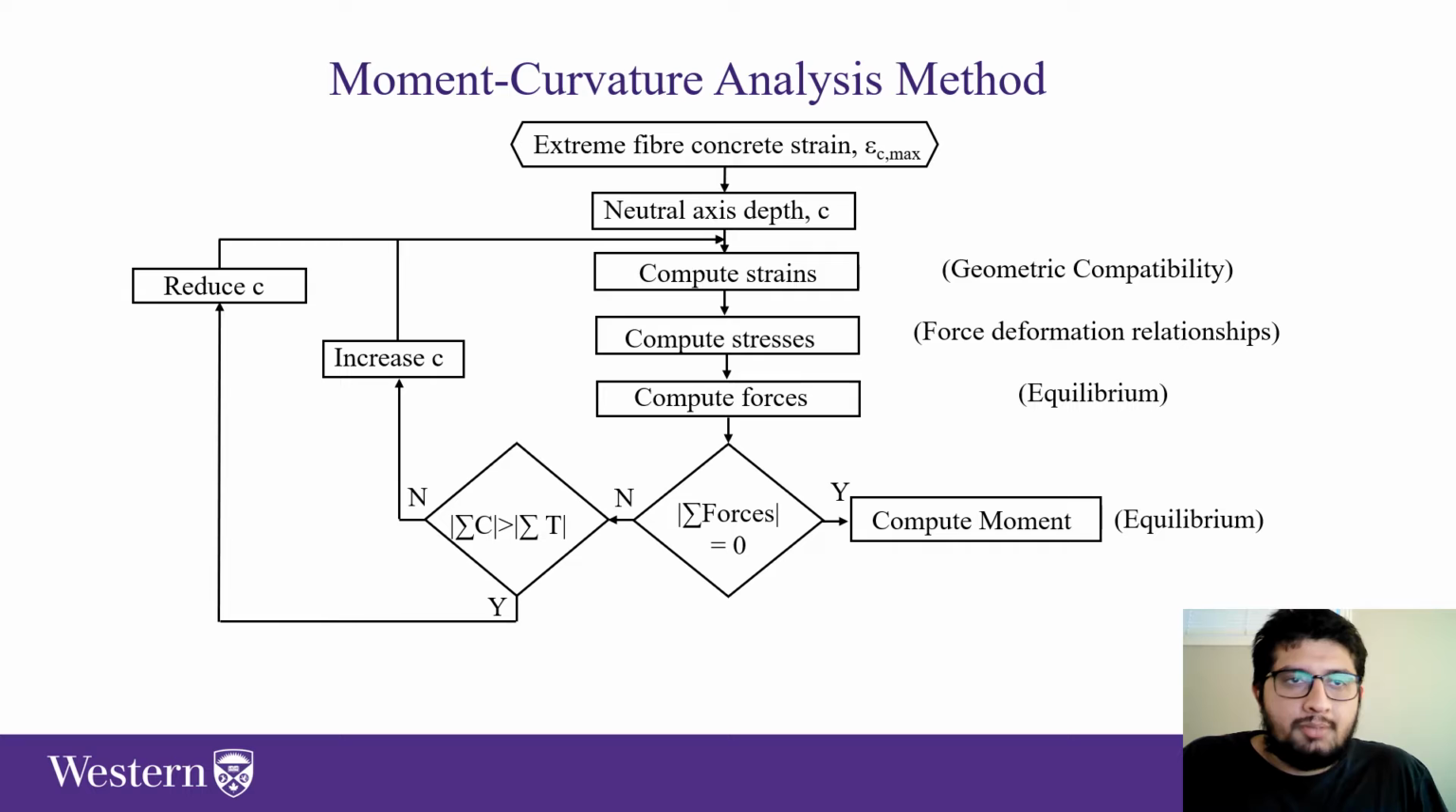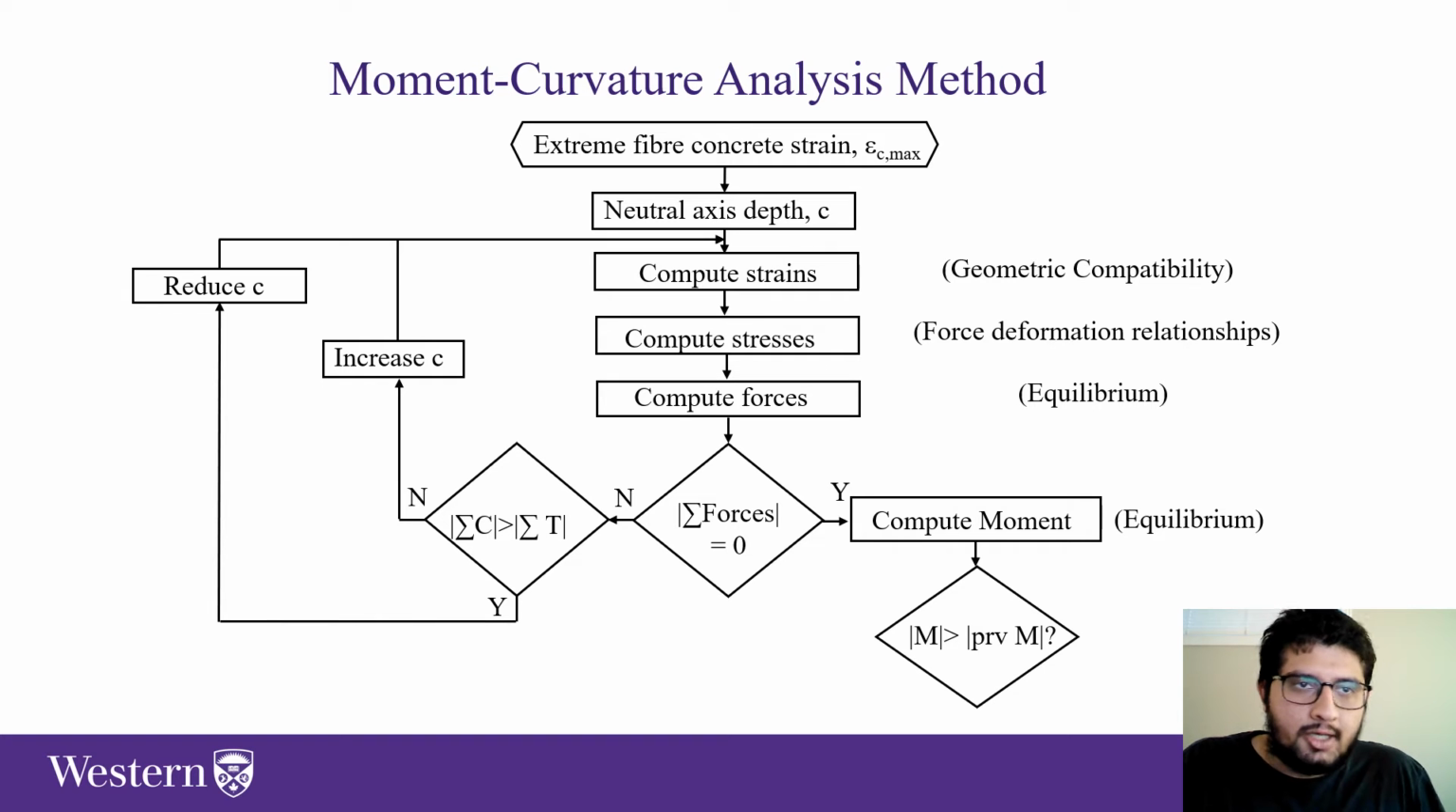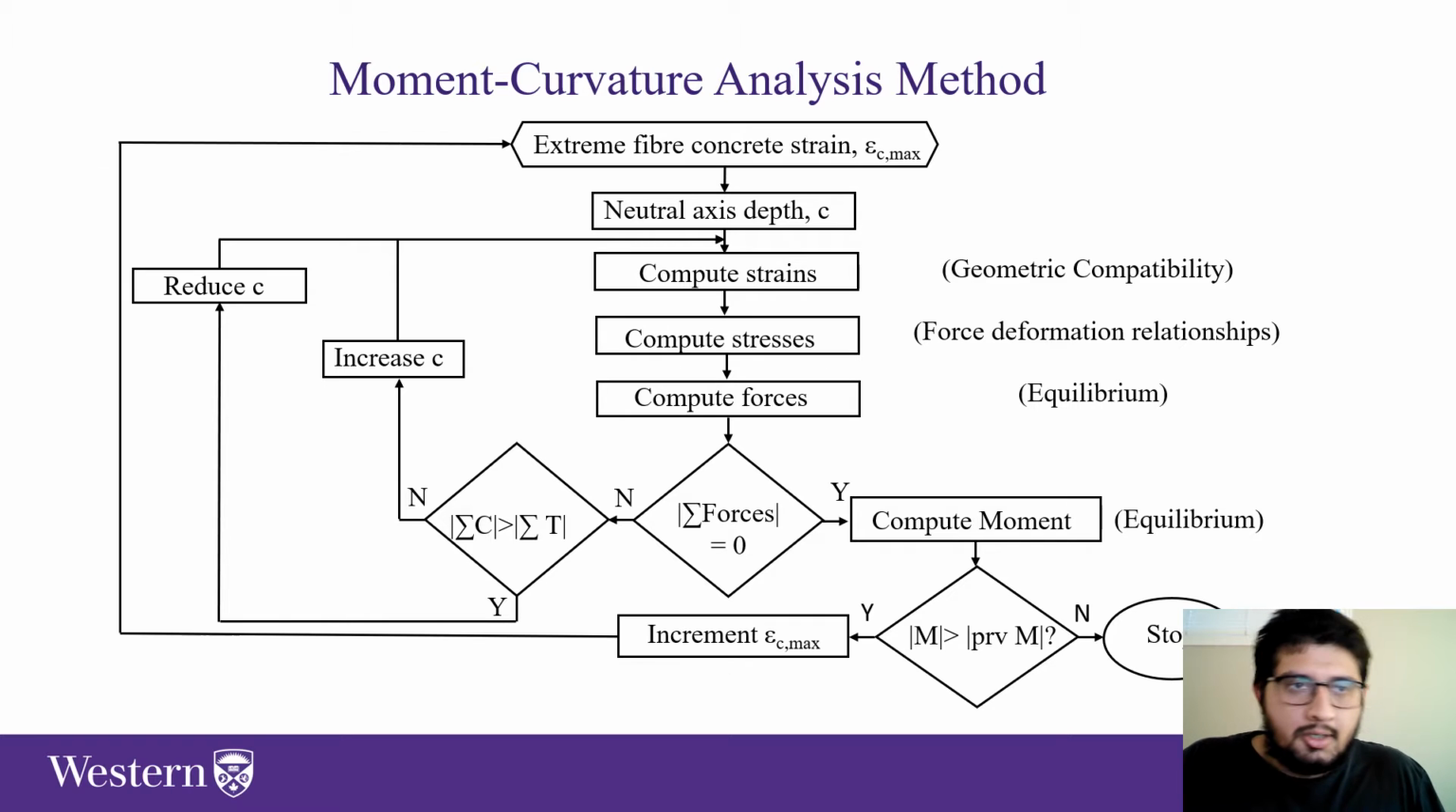Then we have to compute the moments, and if we find that the moment in the current iteration is smaller than what we had in the previous iteration, then we have to stop the analysis because we've reached the ultimate moment. Otherwise, we have to keep increasing the extreme fiber concrete compressive strain, and we keep doing this until we reach the ultimate moment.